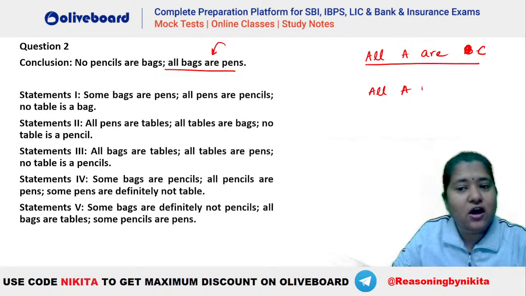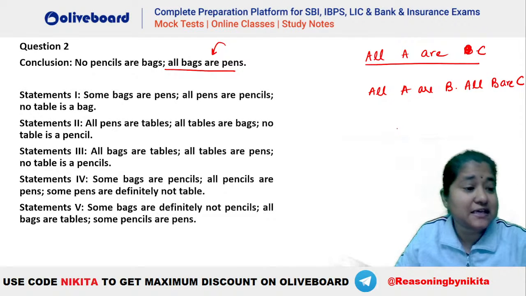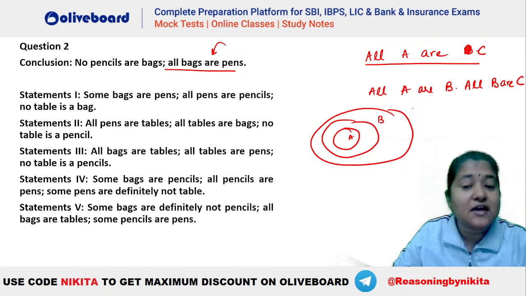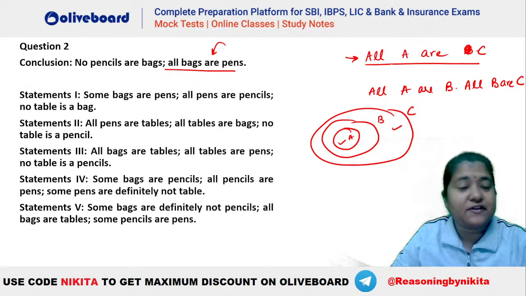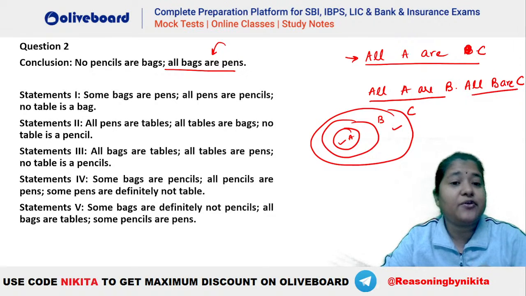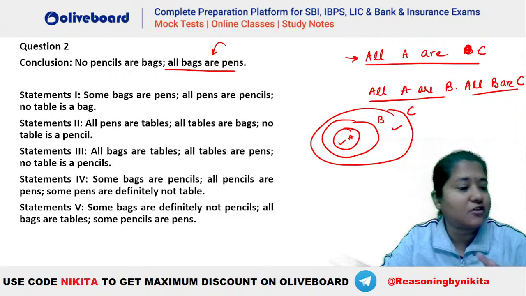So we should have all A are B, and then we should have all B are C. Then only we will have an all A are C, isn't it? You can see here all A are B is there, and then we have all B are C is there, then only we will have all A are C. That means to have a definite all, we should have at least two alls in the set of statements. If we do not have two alls in the set of statements, we can never have a definite all. Okay, so remember that for all here.